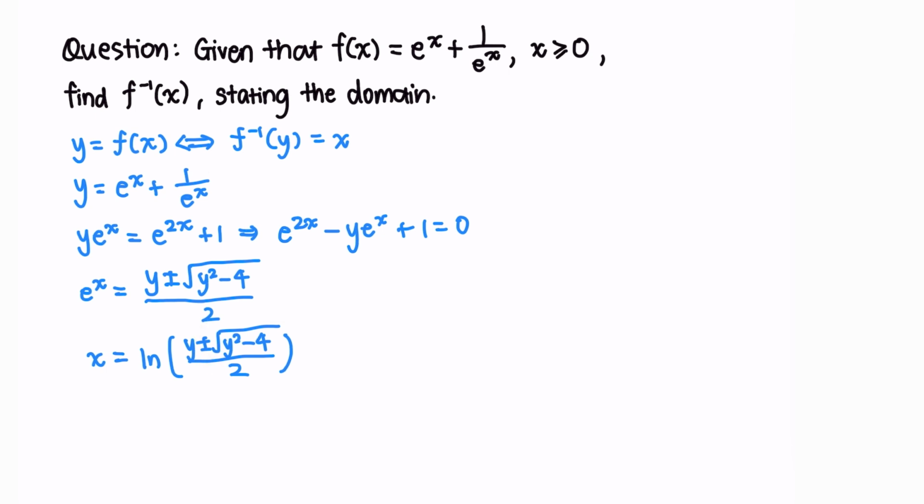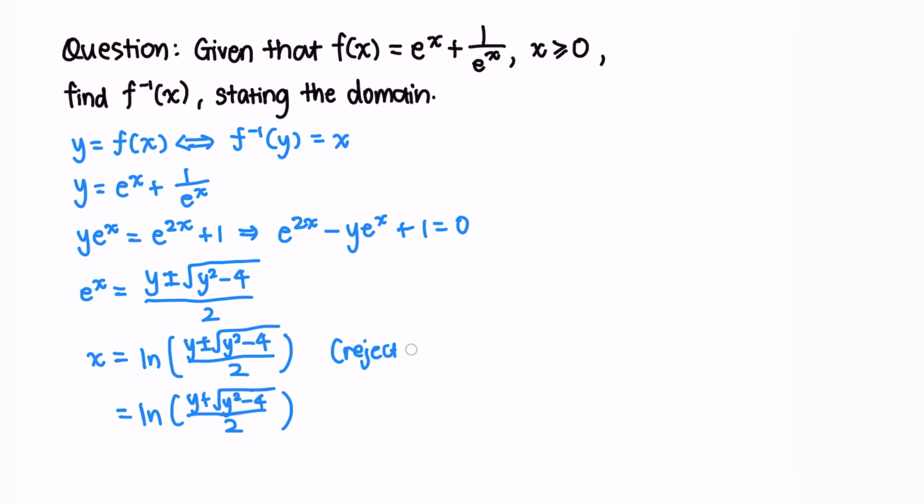So let's look at the domain. For f of x, x has to be more than or equal to 0. So if we want x to be a positive value, we probably want to take the positive side so that this entire thing will generally be positive. We'll be taking ln of a positive value. So let's do that. We'll reject the negative and we'll say that this is equal to ln of y plus square root of y squared minus 4, over 2.